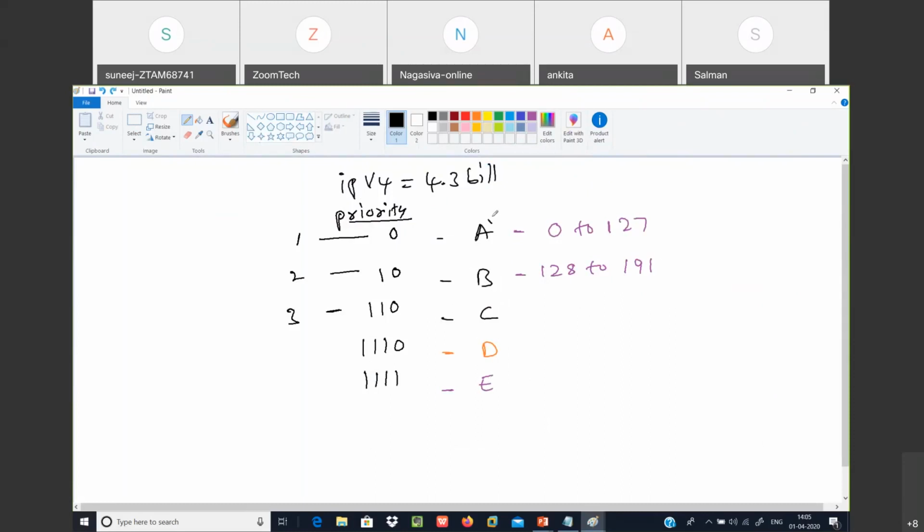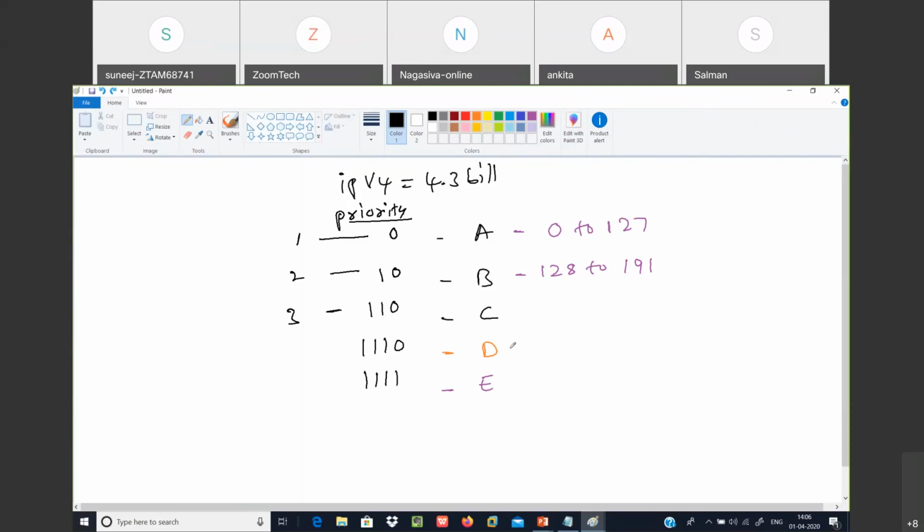Class A, class B, class C IPs are reserved for LAN and WAN. Class D IPs are reserved for multicast. And class E is for R&D, research and development. Which IP is class A and which IP is class B? How can we identify it?